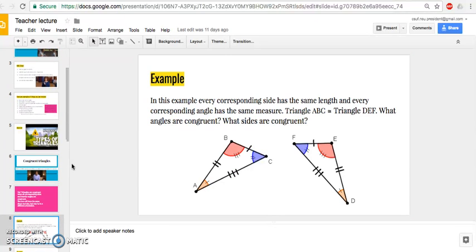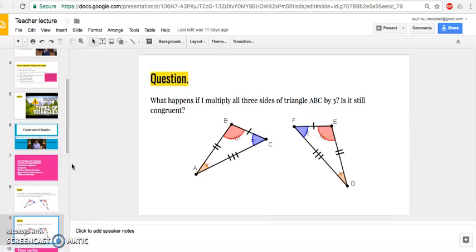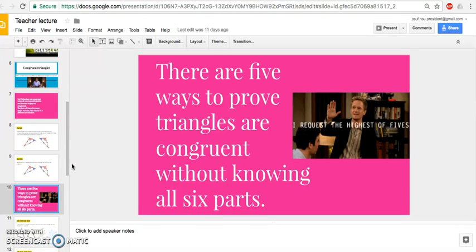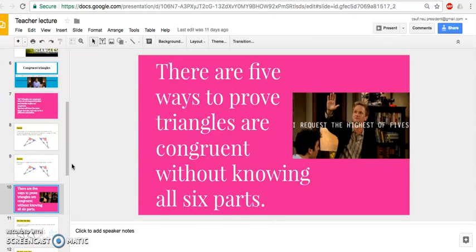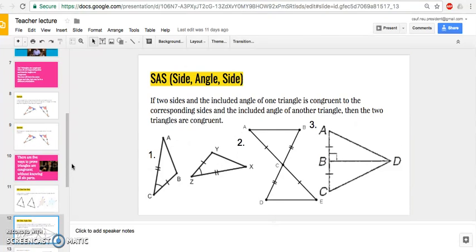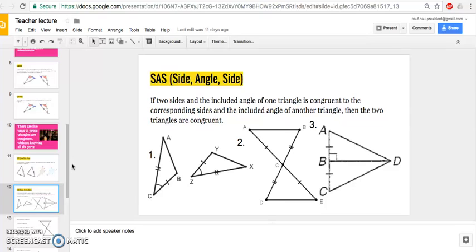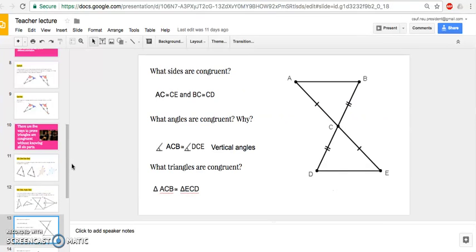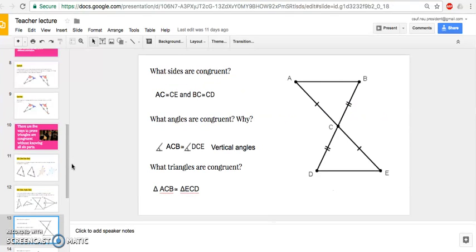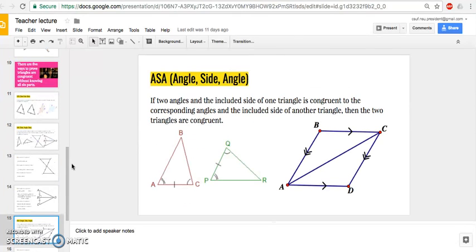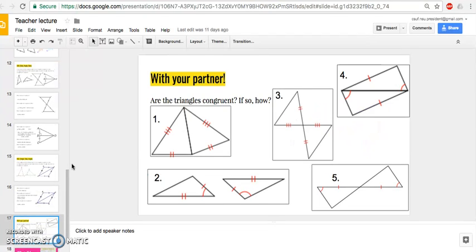Next is the definition. Then there's an example, a question, and now we're bringing in the 5 different ways to prove triangles are congruent. The first one is SSS. Then the next one is SAS. And I choose one of the 3 to go through, or actually we do all 3, but one of them I specifically choose and we do a proof. And then the next one is ASA, and we go through them too.